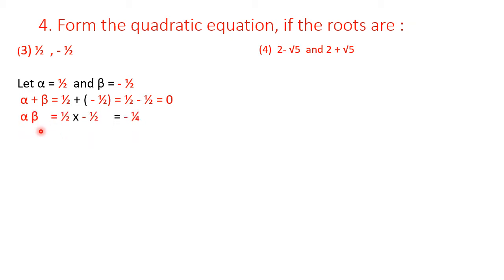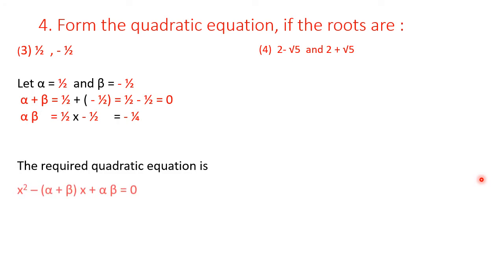Next will be alpha into beta. So we'll have half into minus half. You cannot cancel anything here. So you multiply numerator with numerator. Numerator is 1 into 1, which will be 1, and denominator is 2 into 2, which will be 4. And this is minus sign here. So we have got alpha plus beta and alpha into beta.